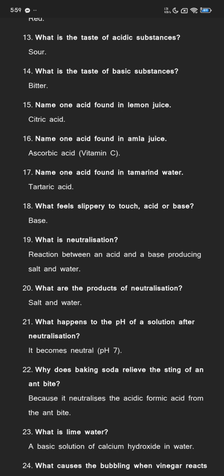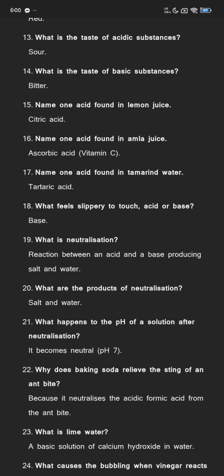Citric acid. Name one acid found in amla juice. Ascorbic acid, that is vitamin C. Name one acid found in tamarind water. Tartaric acid. What feels slippery to touch? Acid or base? Base. What is neutralization?